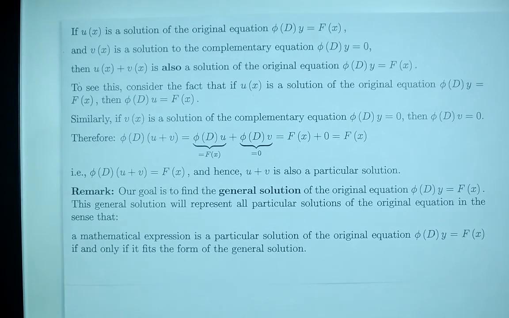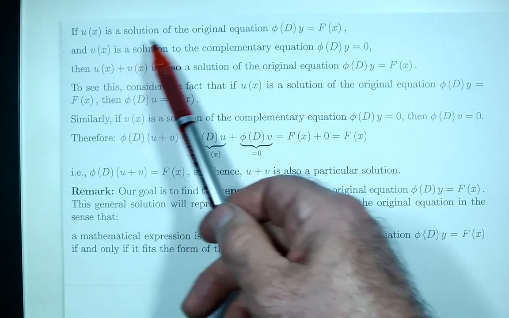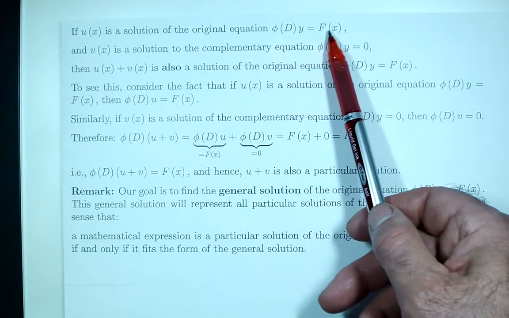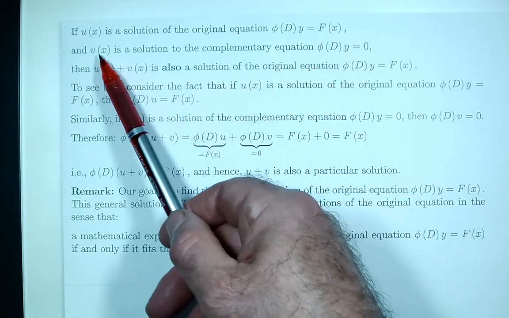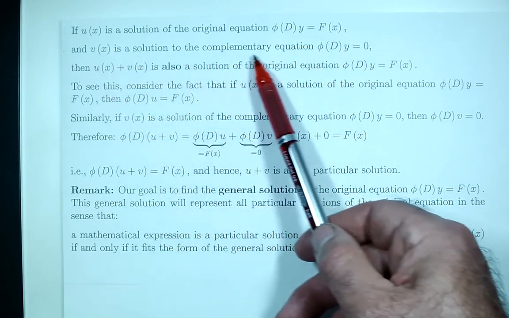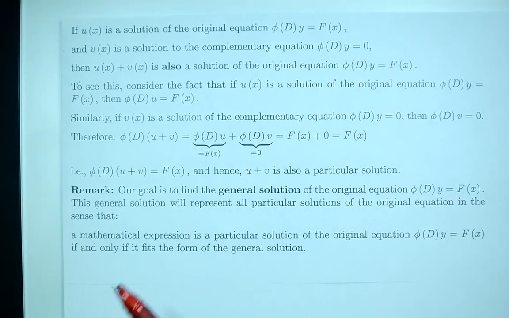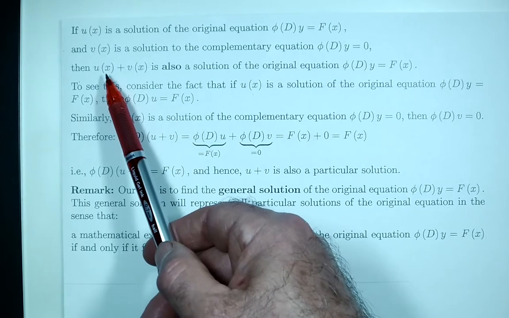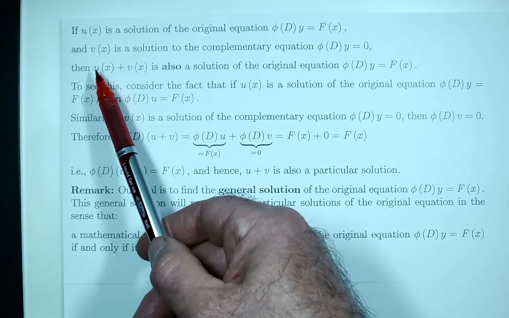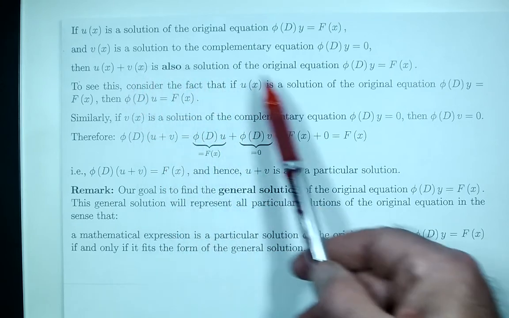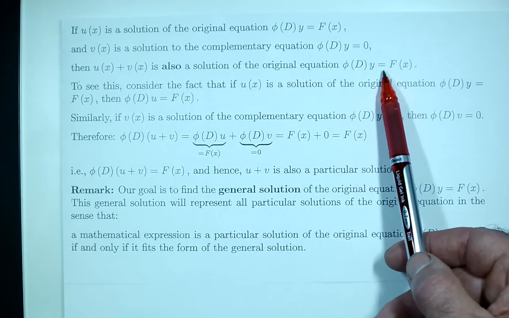Now, just some things that we want to recognize. If u is a solution of the original equation, phi of D y equals f of x, and v is a solution of the complementary equation, phi of D y equals 0, then guess what? If we put both of these together, the particular solution and the complementary solution, we get a particular solution to the original equation.